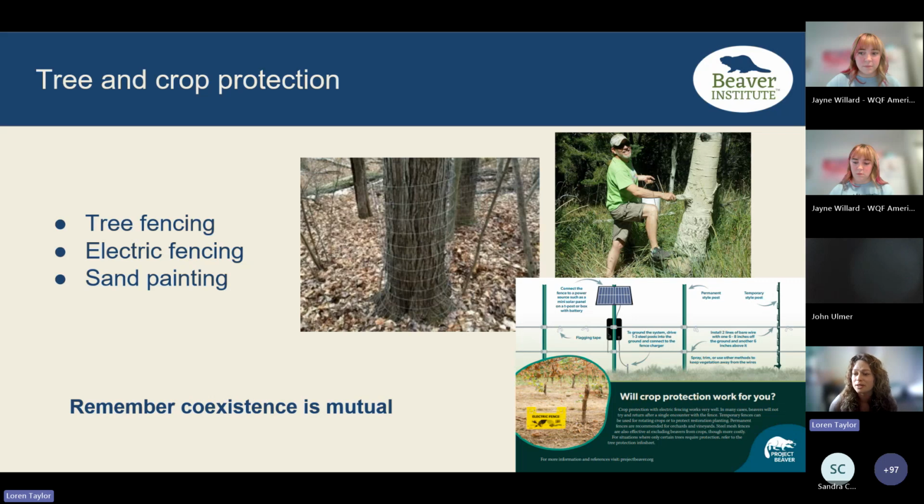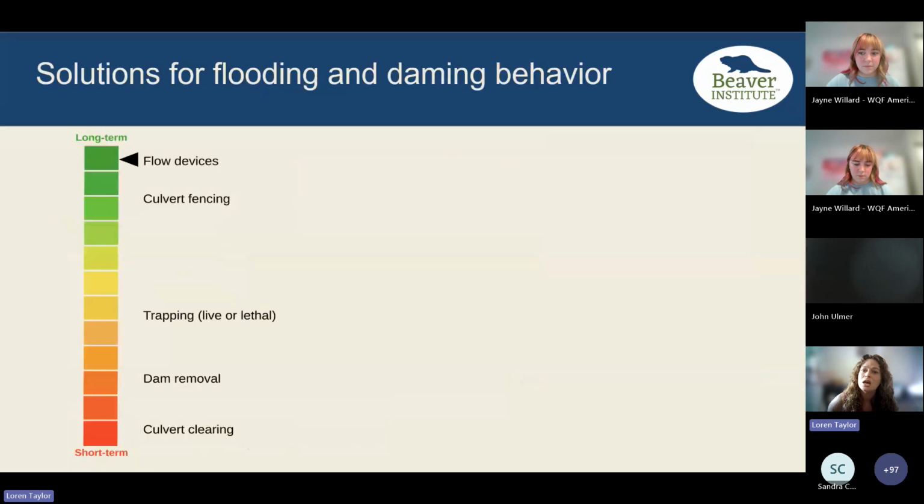And then ultimately, if we want to shoot for coexistence, we need to consider sacrificing some of those trees to allow beavers to have forage and building material and allow them to remain on the landscape. If we actually fence off all of the trees, we would effectively be removing that resource for the beavers, and it really wouldn't lead to coexistence. The beavers would probably leave that area.